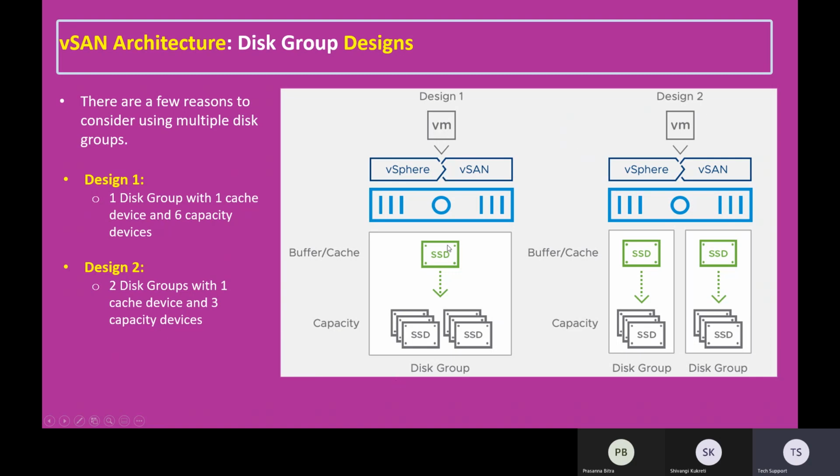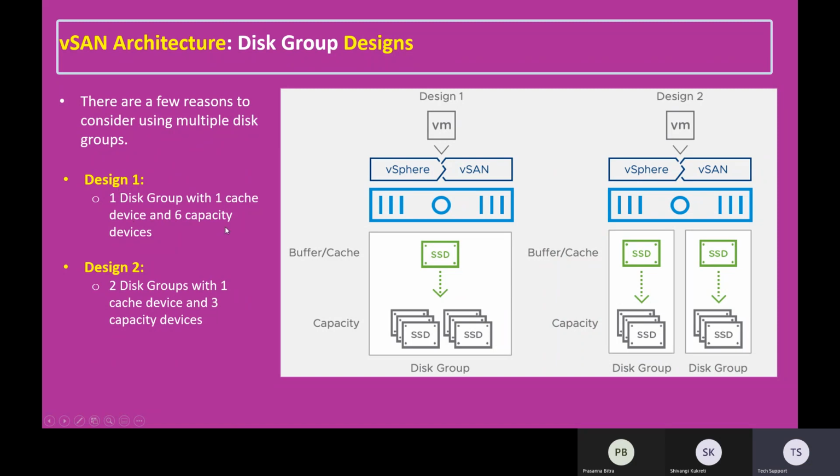Let's understand design 1 first. There are a few reasons to consider using multiple disk groups. Here, if you see in the first diagram, we have 6 capacity devices, and always remember for buffer and cache, we require only one SSD. Even in the second one, we have 2 disk groups, and in each disk group one SSD is common, and the capacity tier, instead of 6 in one disk group, is broken into multiple disk groups.